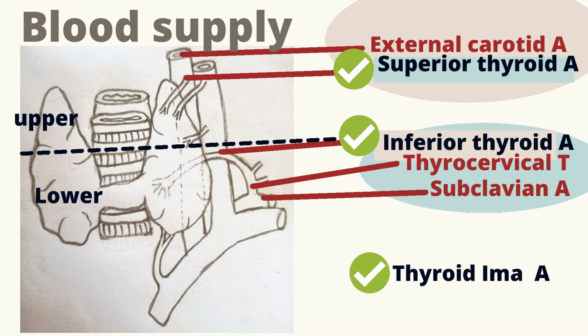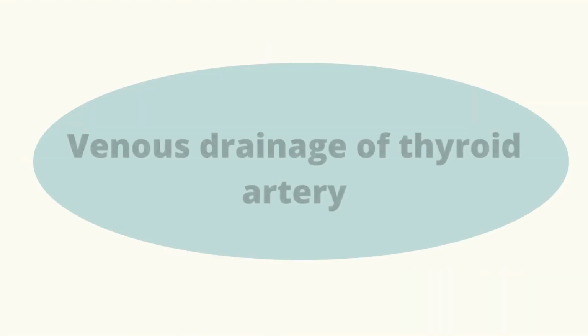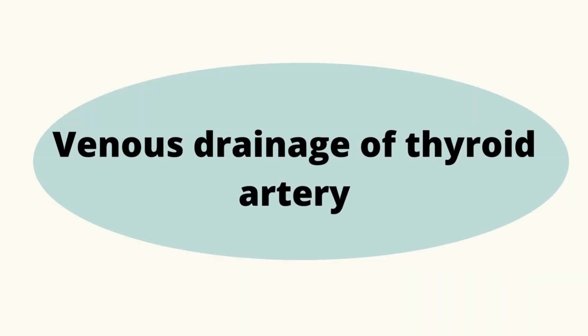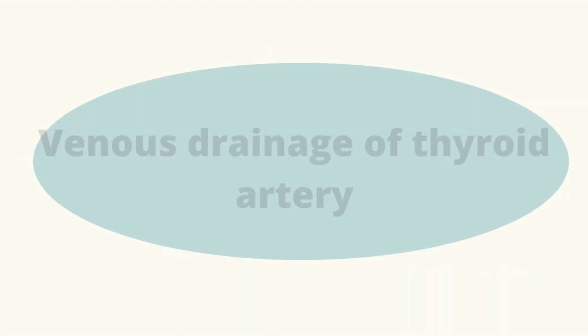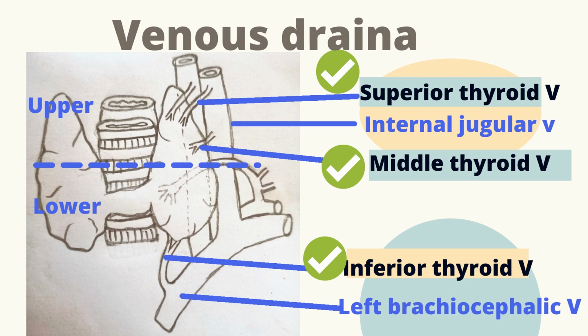artery. Venous drainage. Venous drainage is carried by the superior, middle and inferior thyroid veins, which form a venous plexus around the thyroid gland. The upper part of the thyroid gland is drained by the superior thyroid vein, which further drains into the internal jugular vein, and the lower part of the thyroid gland is drained by the inferior thyroid vein, which empties into the left brachiocephalic vein.